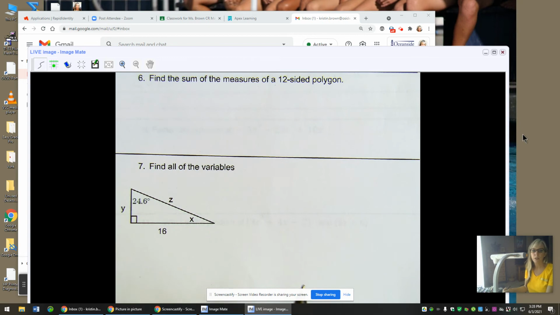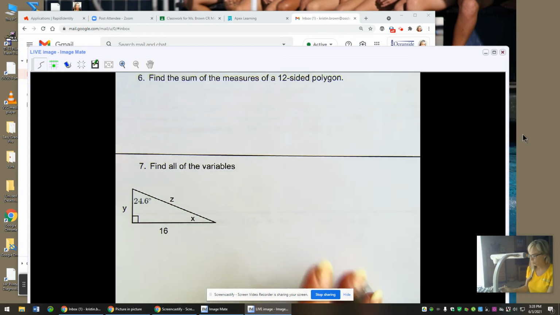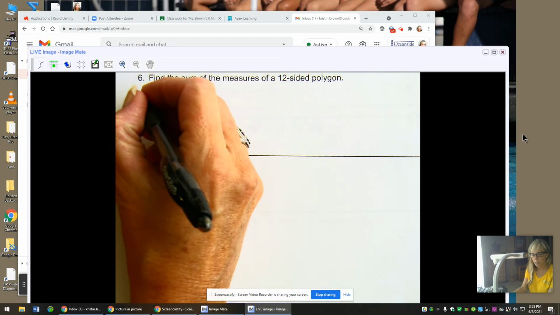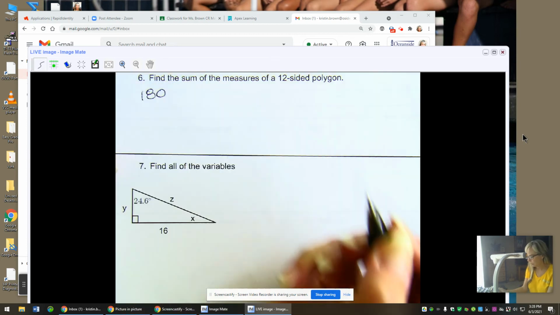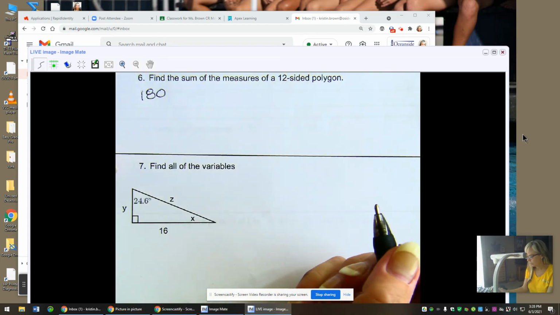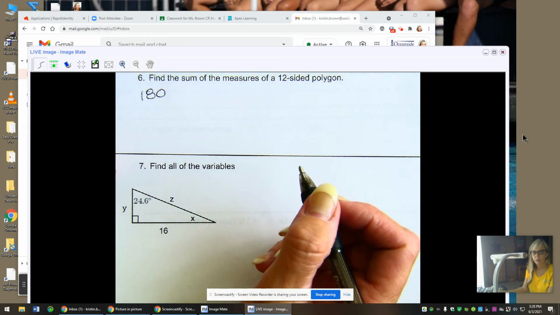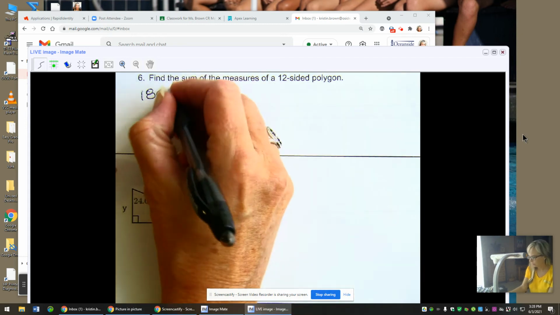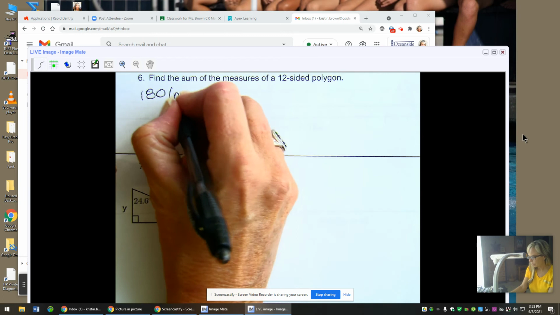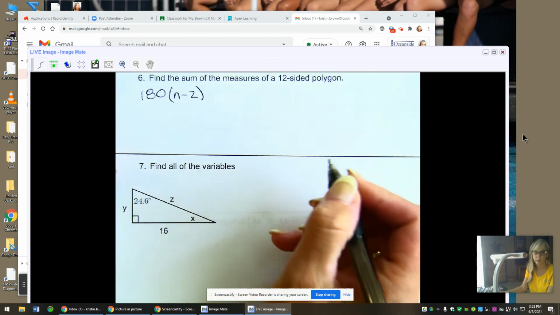Find the sum of the measures of a 12-sided polygon. So you might remember we came up with this formula for it, the formula to find the sum of the measures of the interior angles. I probably should have said that. Yeah, they didn't say that. So it's 180 times n minus 2 is the sum.